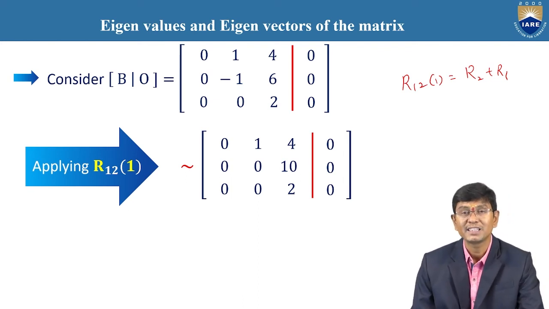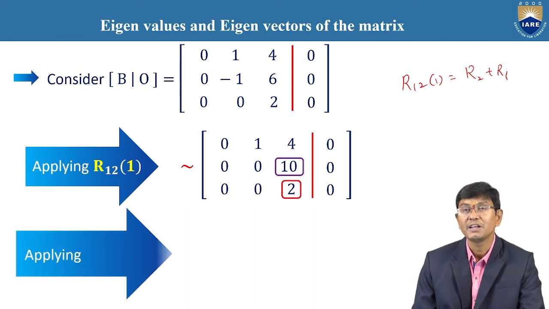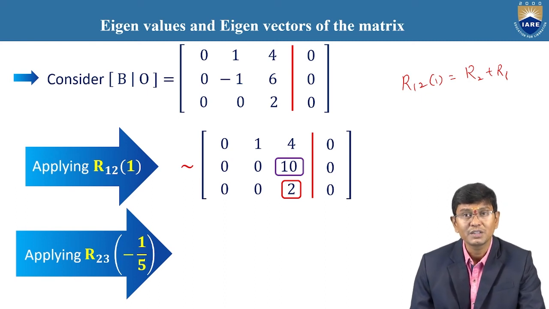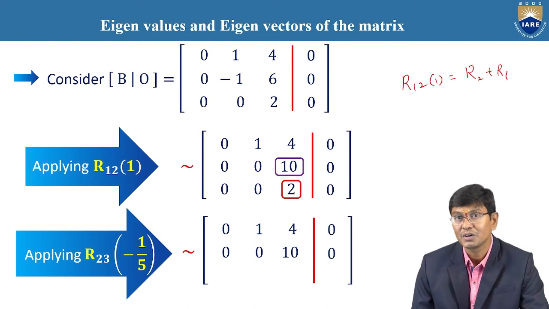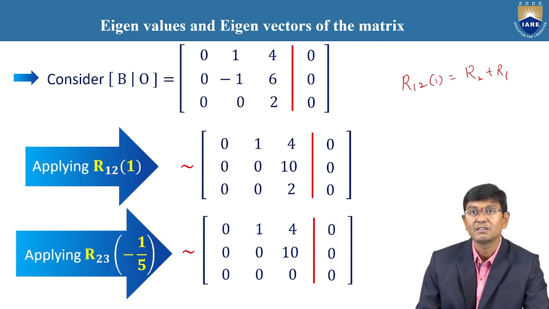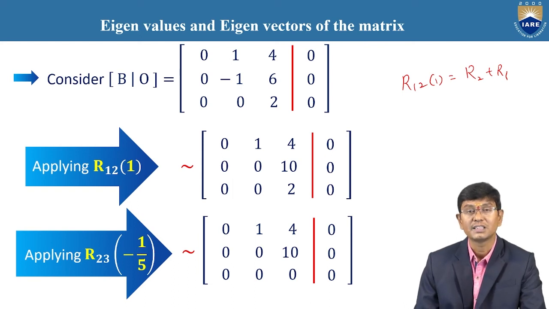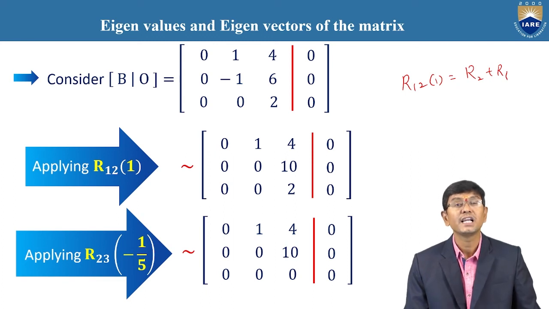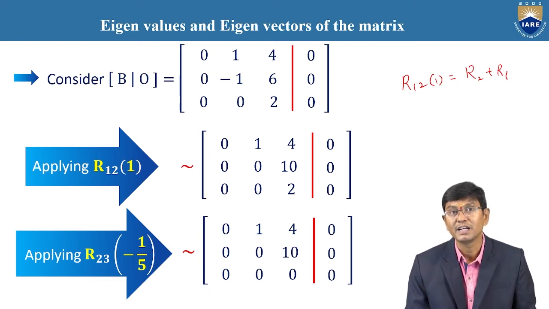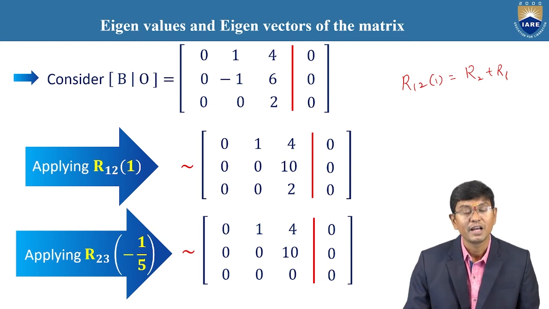And here also, this matrix is not in echelon form. Therefore, by using an elementary row operation, we change the third row with the help of the second row, R3 becomes R3 minus 1 by 5 times R2. By applying this operation, the first row is 0, 1, 4, 0, the second row is 0, 0, 10, 0, and the third row is 0, 0, 0, 0. It is clearly the echelon form of a matrix, because it satisfies the elementary operations as well as the echelon form.